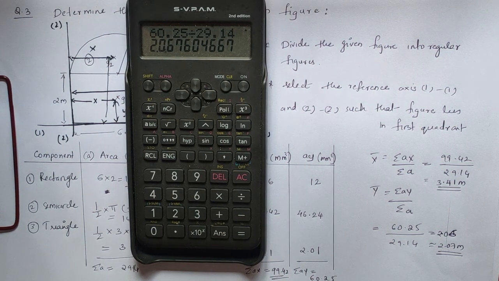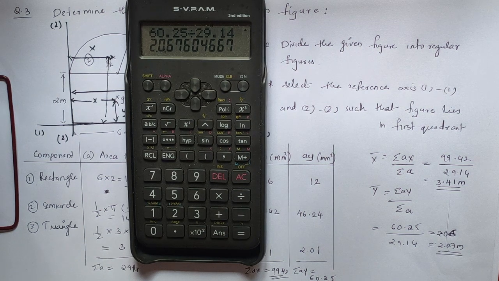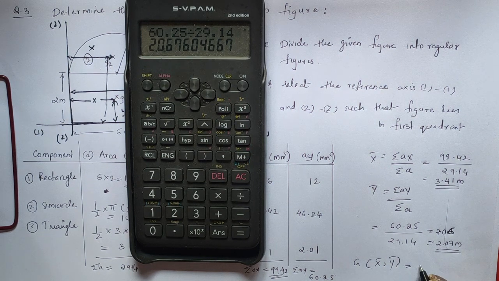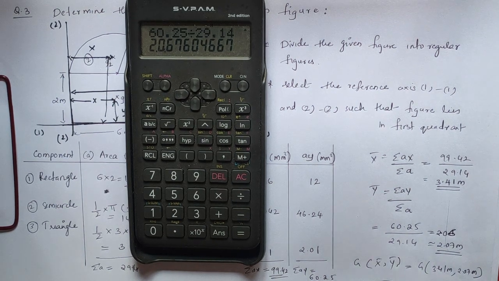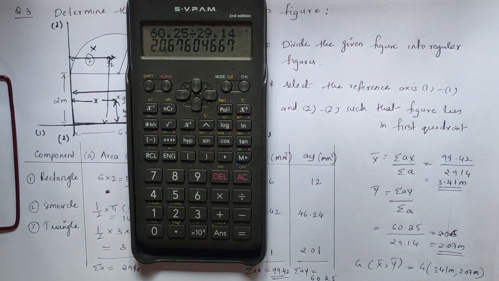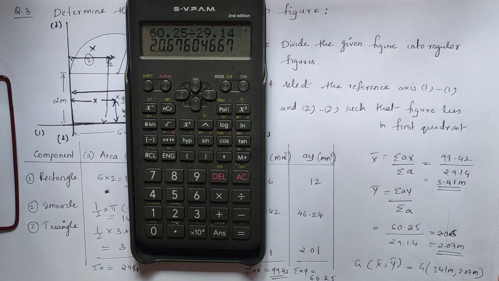So you can write a concluding sentence. The centroid of the given figure is G (x bar, y bar) equal to G (3.41 meter, 2.07 meter). So you have to write this concluding sentence, then the answer is over. I hope it's clear. It's really simple if you know the equations. Just relate to the equations you know and you can do it clearly. Thank you.